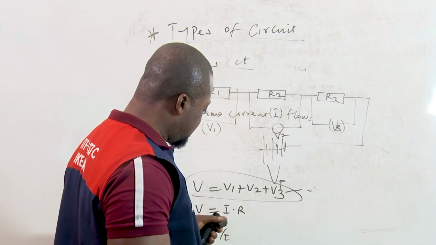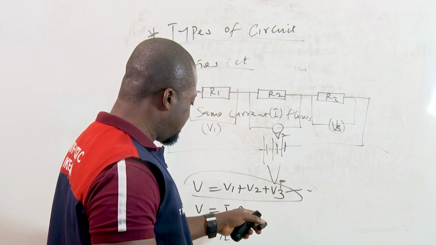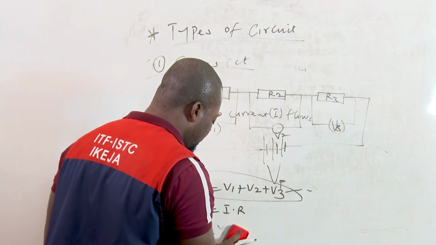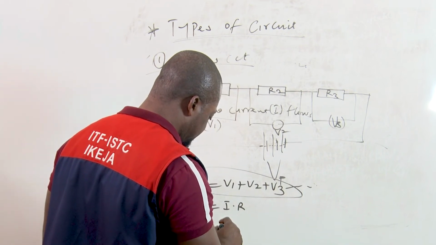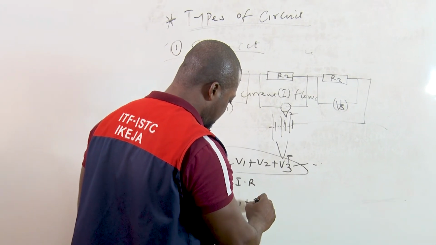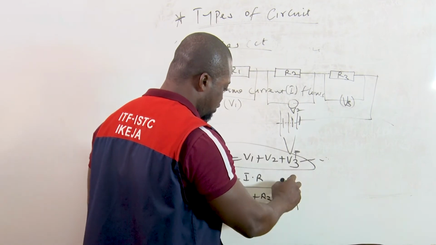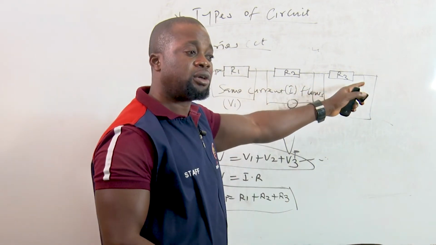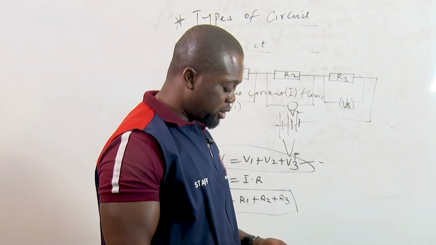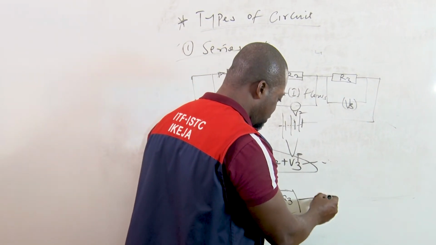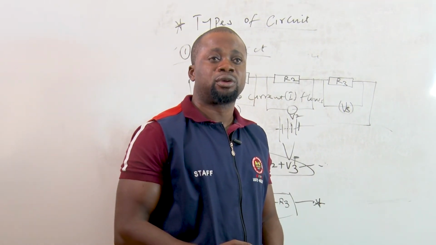Then, expressing this with IR, IR, IR, basically our total R here will now be R1 plus R2 plus R3. When you are considering the total resistance, it is the summation of R1, R2, and R3. This is basically what we use in calculating total resistance in a series connection.